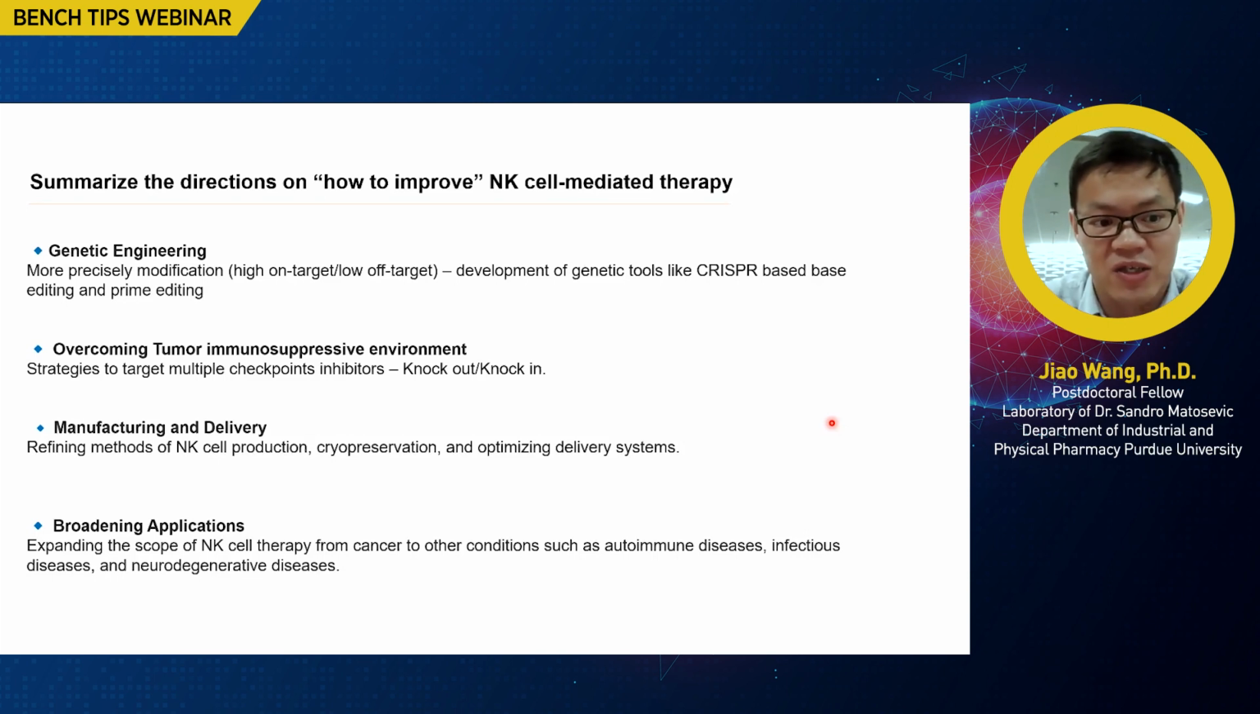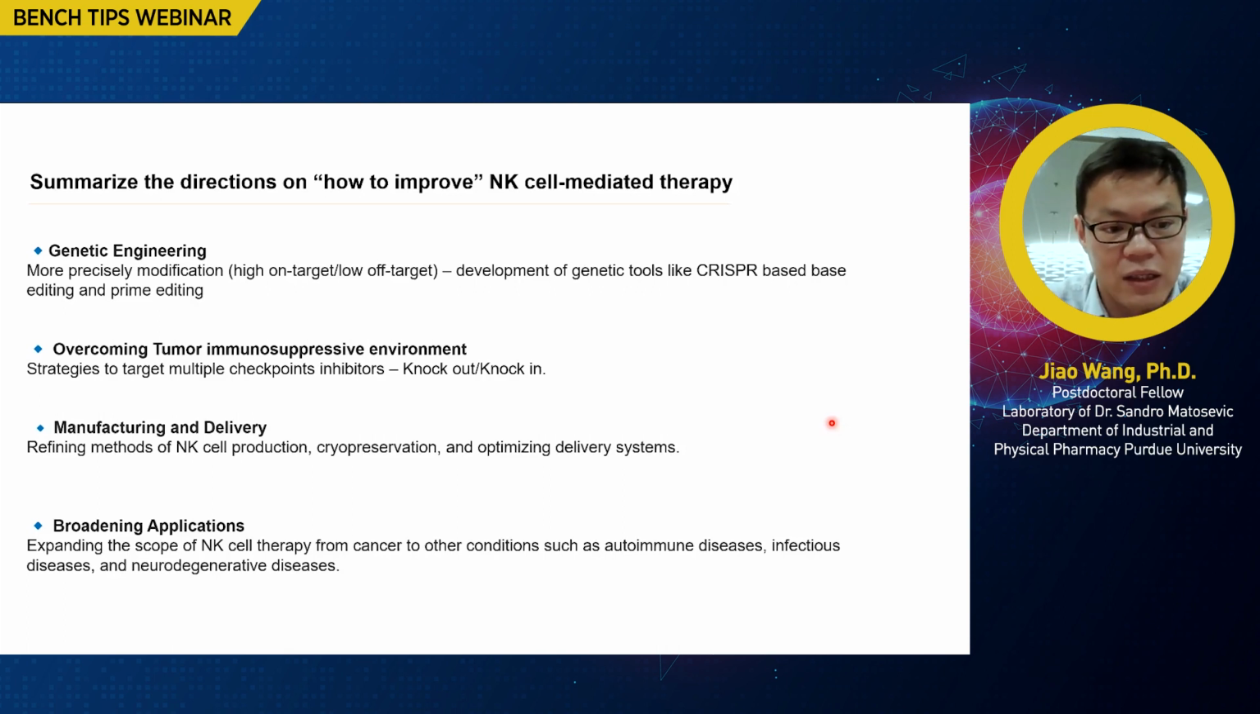The second part is how to potentially overcome the tumor immunosuppressive environment, especially in solid tumors. We can build different strategies to target multiple checkpoint inhibitors. We can do multiple knockouts and knock-ins to make these NK cells more functional.